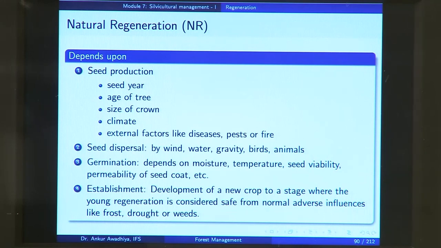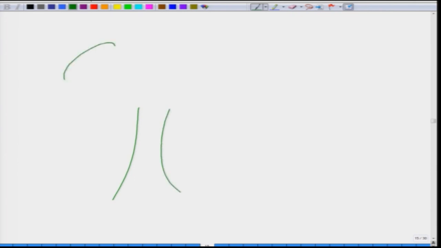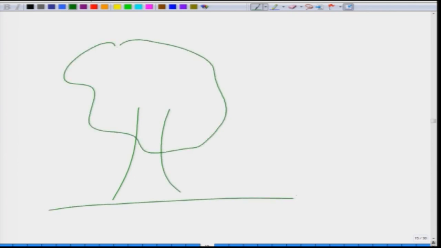So, what it means is that if you have a tree, so here is your tree, and when this tree produces the seeds, they fall on the ground here. Now, if your seeds fall here and the next generation grows, this next generation is coming up in the shade area of the mother tree. In which case your seedling will not be able to get enough sunlight because of which it might not grow as well.